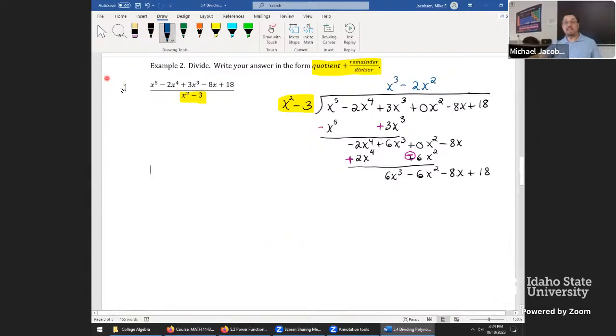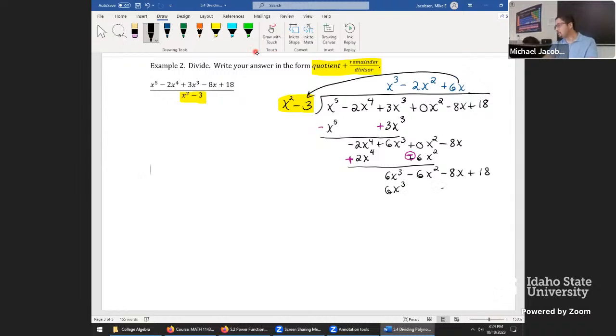Well, looking at how the problem stands, can anyone see what the next term should be up above here? Good call. You're taking x squared, dividing it into 6x cubed, plus 6x is our result. Then 6x multiplies here, that'll be 6x cubed. Next, 6x multiplies to here, that's going to be negative 18x.